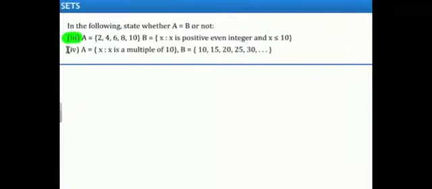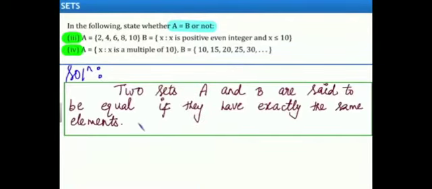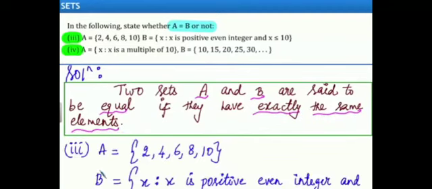Now same question: in the following, state whether A is equal to B or not. Question number 3 and question number 4. So first of all, recall the definition of equal sets. Two sets A and B are said to be equal if they have exactly the same elements.